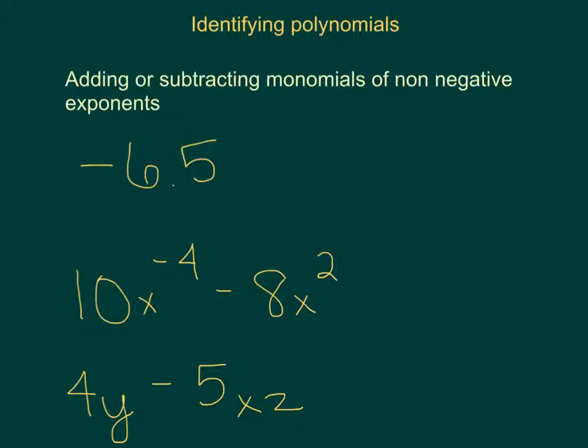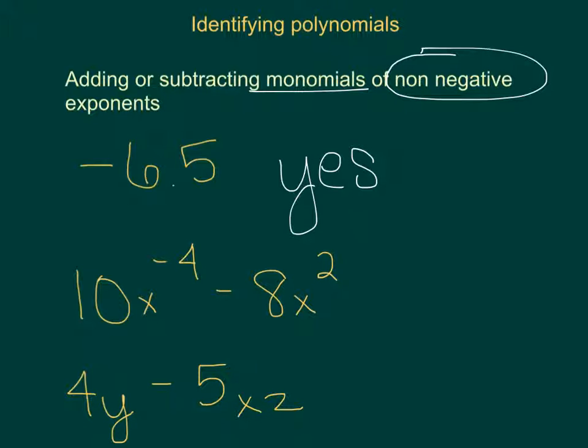When identifying polynomials, you are looking for adding or subtracting of monomials with non-negative exponents. So let's look at some examples. We have negative 6.5. We would say that yes, this is a polynomial because negative 6.5 is a real number. You would categorize it as a monomial because you're not combining 2 to make it bi, and you're not combining 3, it's just 1. So it's one monomial, it's single.